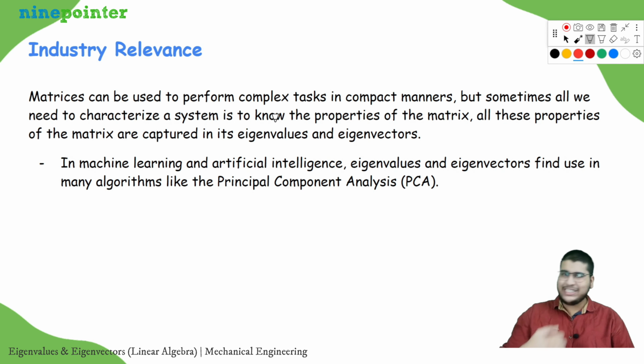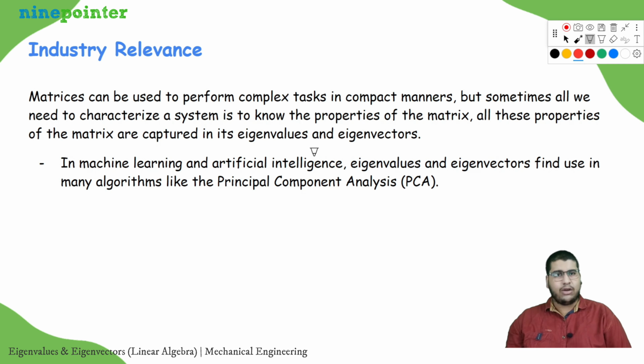So from the industry standpoint, matrices often pop up in many applications, most of them being in machine learning, artificial intelligence, state estimation, control theory. Now, in many of the applications, matrices themselves are not as useful as they might look, but some of their properties are of interest. These properties are captured by their eigenvectors and eigenvalues, and these can be used to characterize a matrix completely. All right.